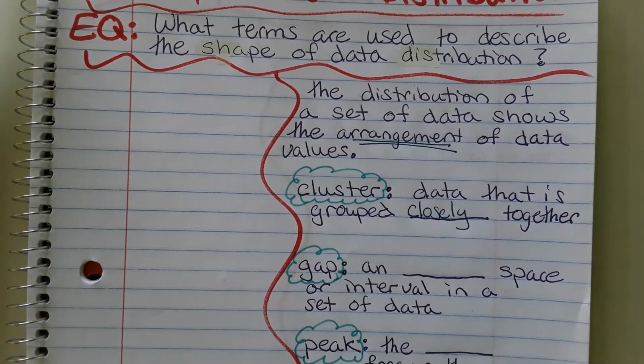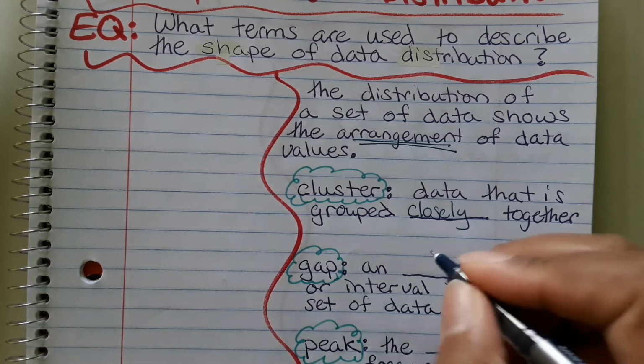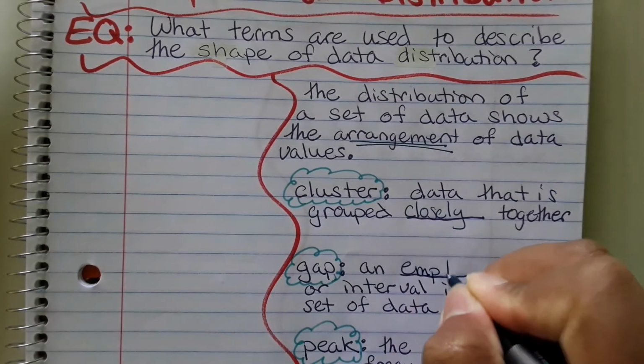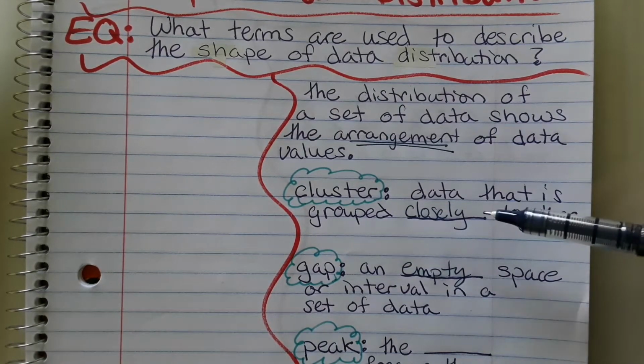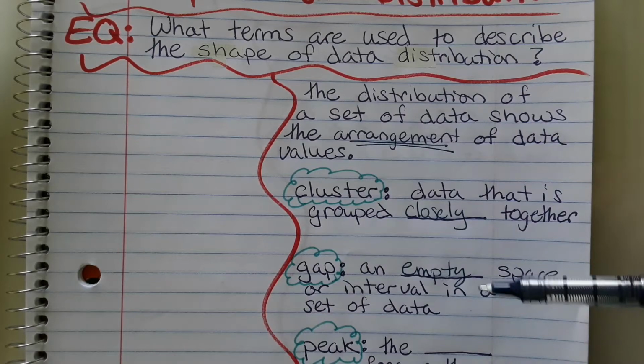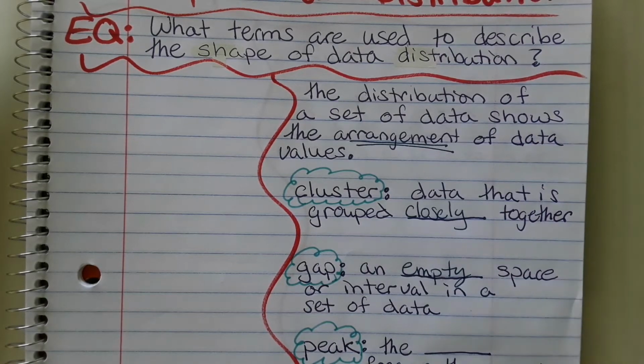Next, we have a gap. And just like you might think, a gap would be an empty space or interval in a set of data. So far we have a close group called cluster, and then we have a gap, which would be an empty space or spaces.